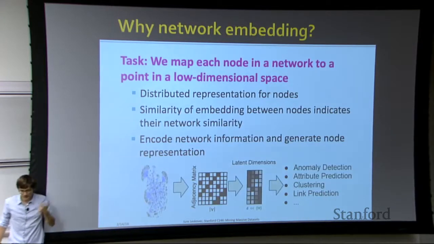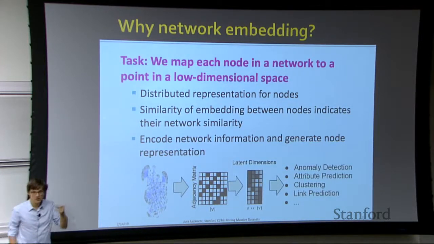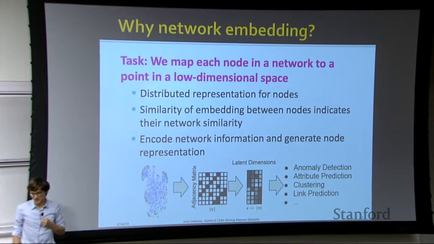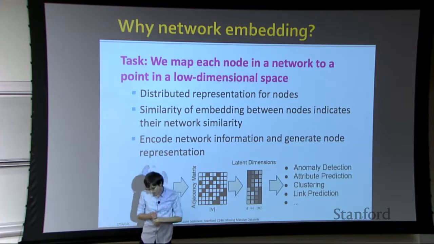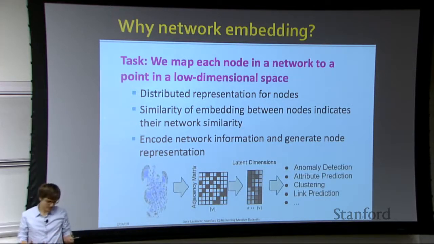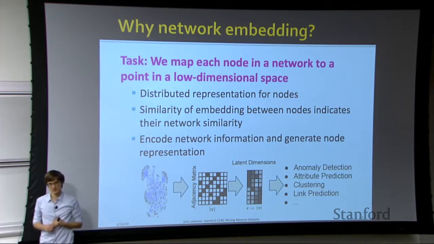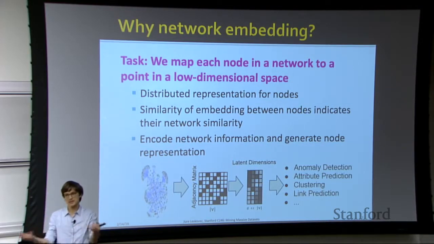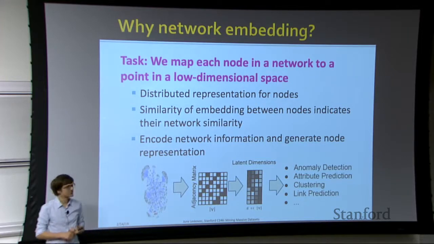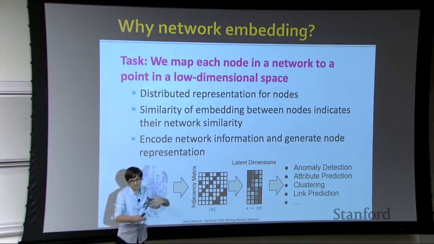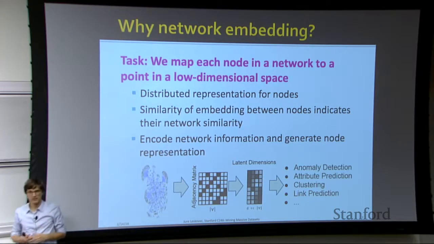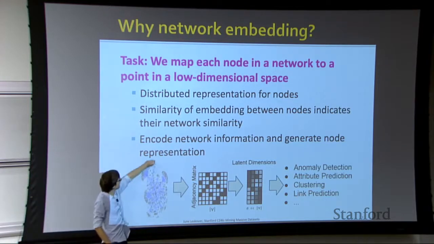Right? So our goal will be to take every node and map it into a point in a low dimensional space. We call it a distributed representation because this representation captures similarities between nodes. Nodes that are in the same part of the space have somehow similar networks around them. The similarity of the embedding of the nodes indicates the similarity of their networks, however we will define that. This will encode network information and generate the representation for the node.